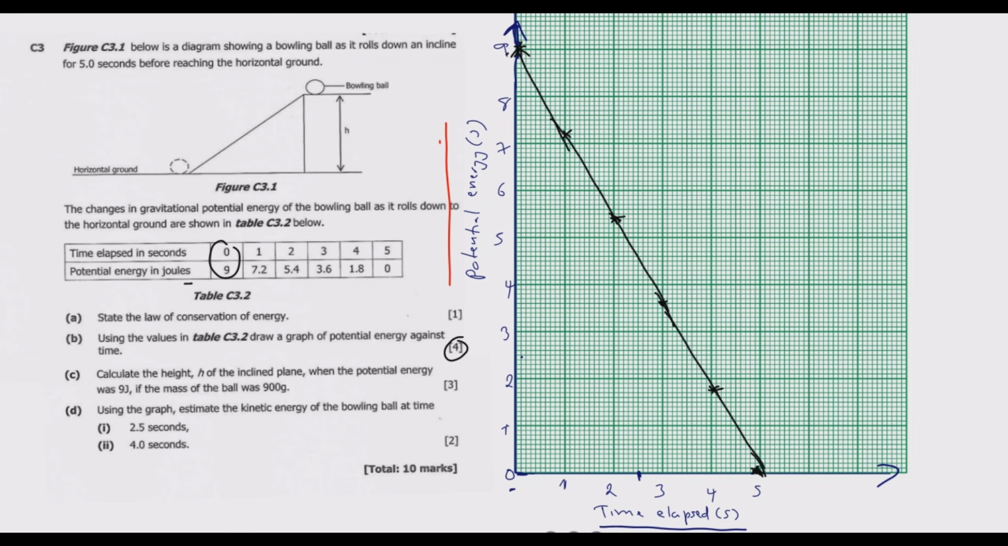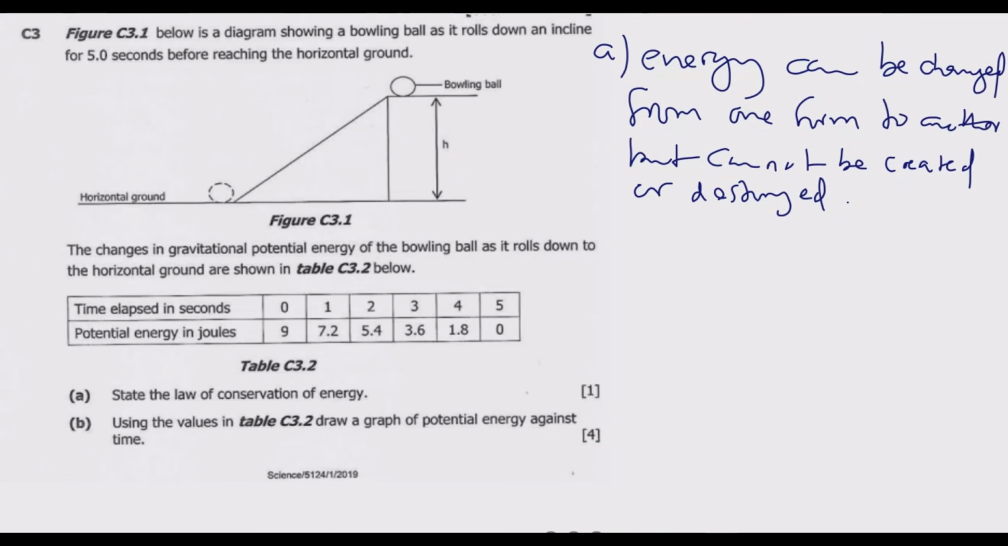Let us look at C. Calculate the height h of the inclined plane. This one, when the potential energy was 900 joules, if the mass of the ball was 900 grams. So the mass here, this is 900 grams. So we need to find the height. So let us go back to where we have space and it's bigger. So remember, this is 900 grams.